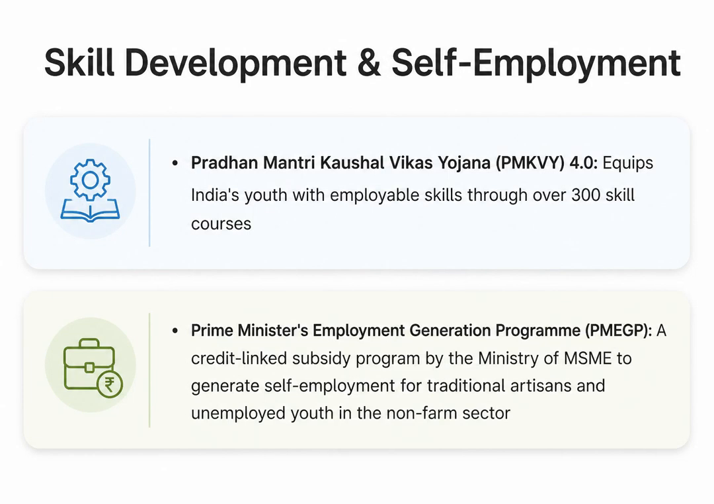Skilling the youth is a massive priority. Through the Pradhan Mantri Kaushal Vikas Yojana 4.0, the government offers over 300 distinct skill courses to make young people job-ready. But what if they want to start their own business? That is where the Prime Minister's Employment Generation Program comes in. Managed by the Ministry of Micro, Small, and Medium Enterprises, it provides credit-linked subsidies to help unemployed youth and traditional artisans set up micro-enterprises in the non-farm sector.